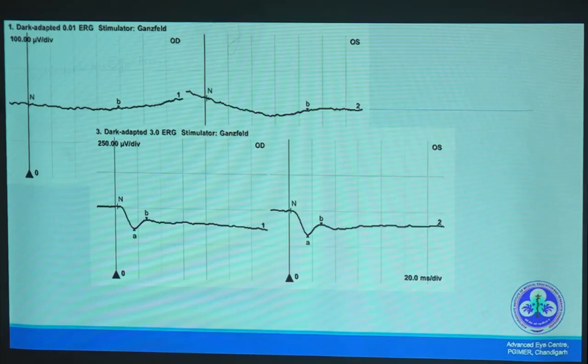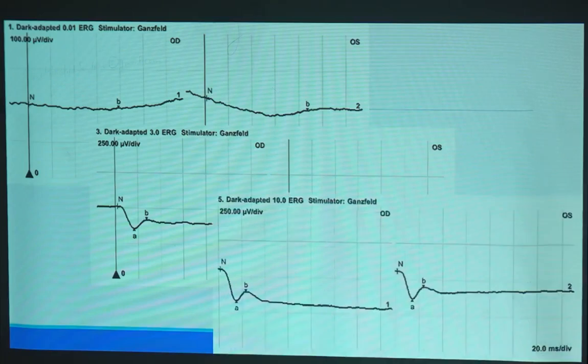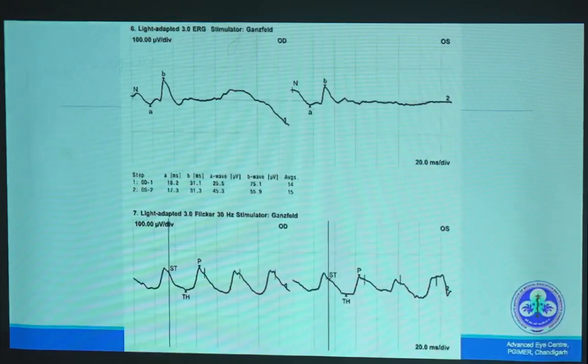What do you see in the dark adapted 3.0 and the dark adapted 10.0? What you see is a negative deflection of the A wave and then an almost negligible B wave. All right. So what does that tell you? There is a signal that is coming from the photoreceptors, but your inner retina is probably not functioning correctly. All right. So this kind of ERG, which is called an electronegative ERG, is very typical for congenital stationary night blindness when you get it in the setting of a very normal fundus that you were seeing in this patient. And you can see the cone functions are functioning normally.